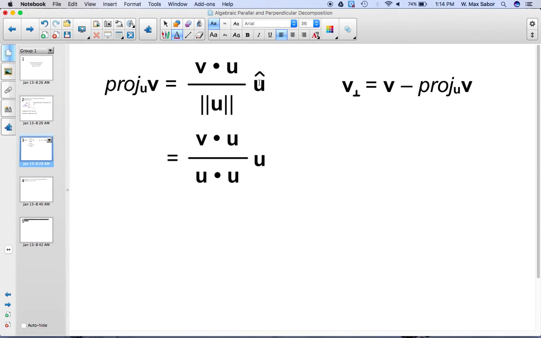The unit vector is U divided by the magnitude, so we can rewrite this as V dot U over U dot U times U. Then the perpendicular component, well, because the projection and the perpendicular component add up to the total thing, we can say that the perpendicular component is the vector minus the parallel component. So let's do some examples.